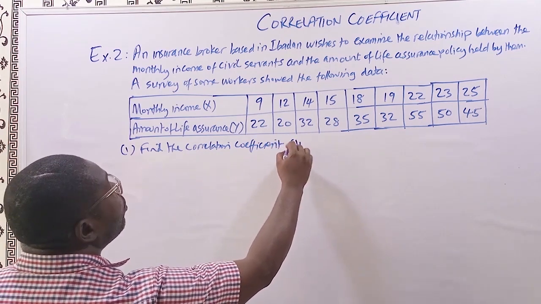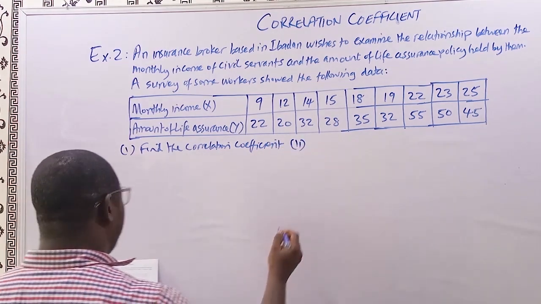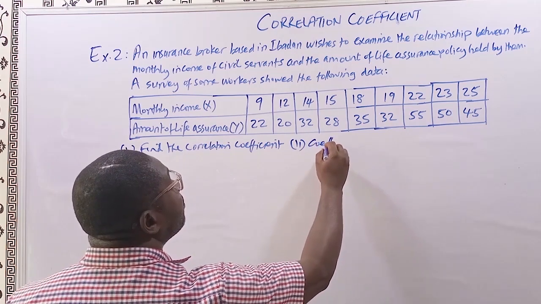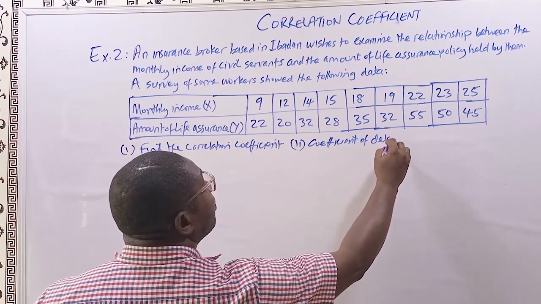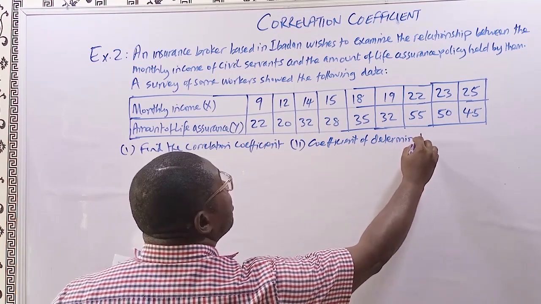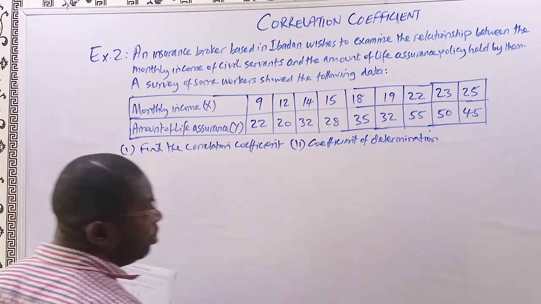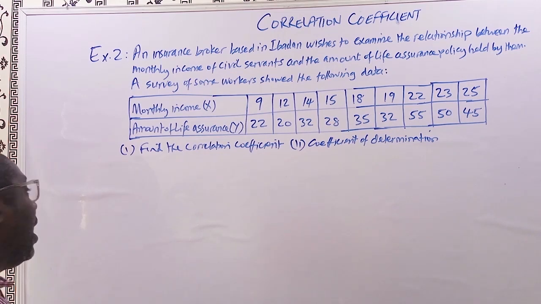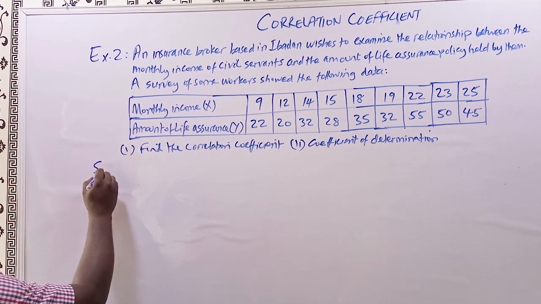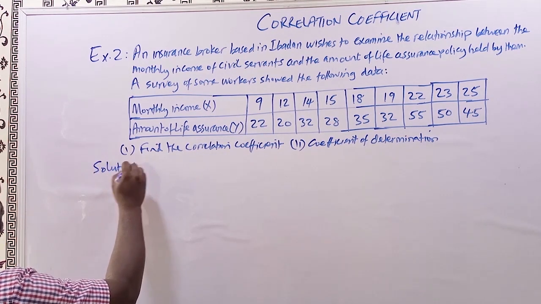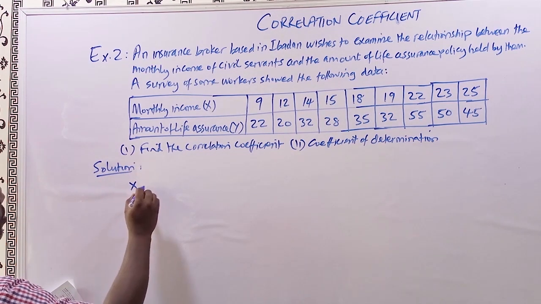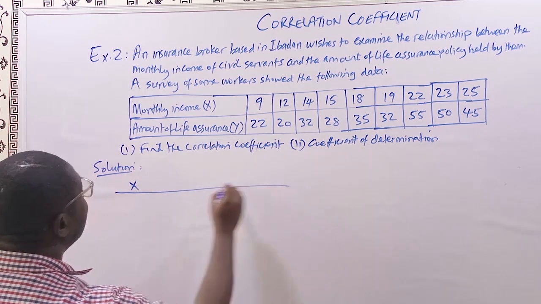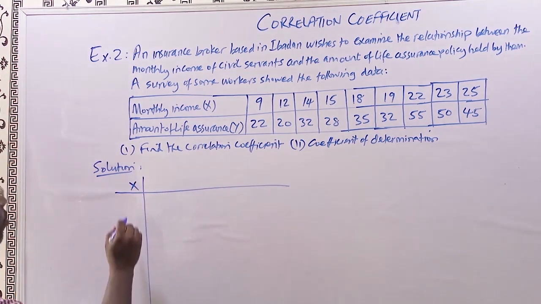Then 2, we also find the coefficient of determination, and that is actually the square of the correlation coefficient R. So let's write here solution, and what we do is, first of all, let's write up the values of x and y.